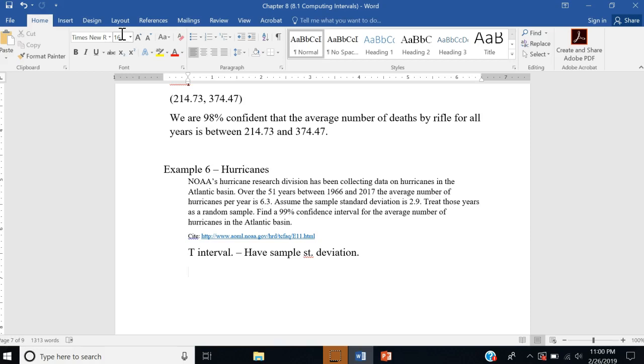You can use statistics. The average number of hurricanes per year is 6.3. The sample standard deviation is 2.9. My N is 51 because we did this over the 51 years. That's my random sample. And we wanted a 99% confidence level. So when we put all that together, we calculate, and we get a t-interval, which is 5.2126 up to 7.3874.